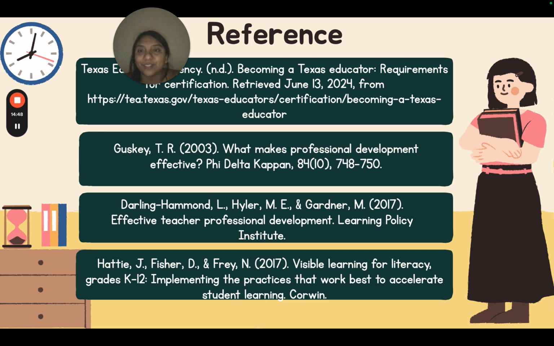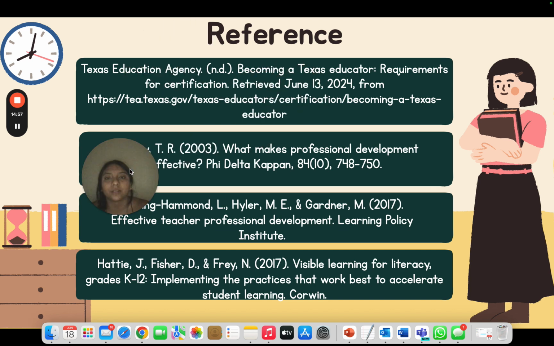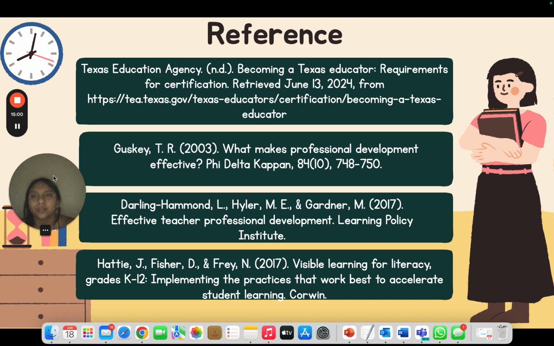Here are my references that I used to get all this information. We have the Texas Educator Agency. We have what makes professional development effective. Also, effective teacher professional development, Learning Policy Institute, and Visible Learning for Literacy, grades kindergarten to 12, implementing the practices that work best to accelerate students' learning.